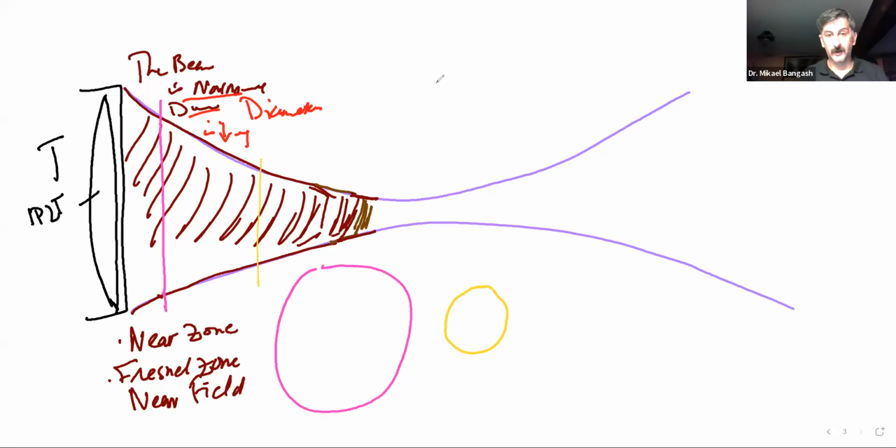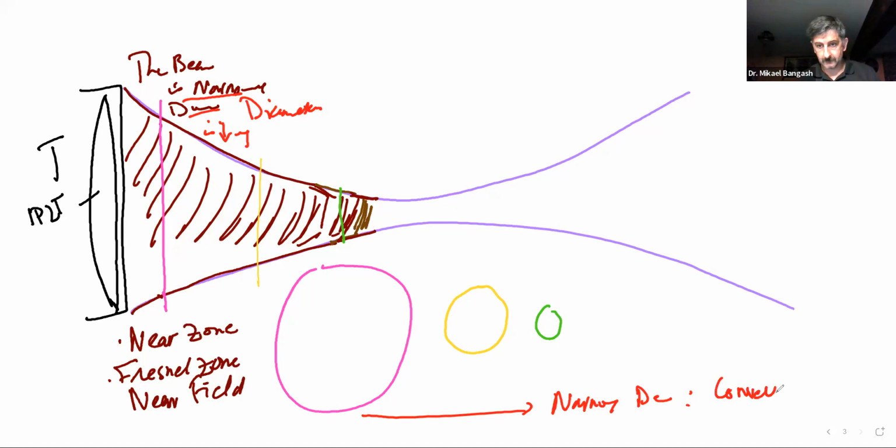Clear? Whereas if we went further and said what about here? It would just have a smaller diameter. So what mainly happens in the near zone is that the beam actually narrows down. This narrowing down can also be referred to as the beam converging. Did you girls get that?